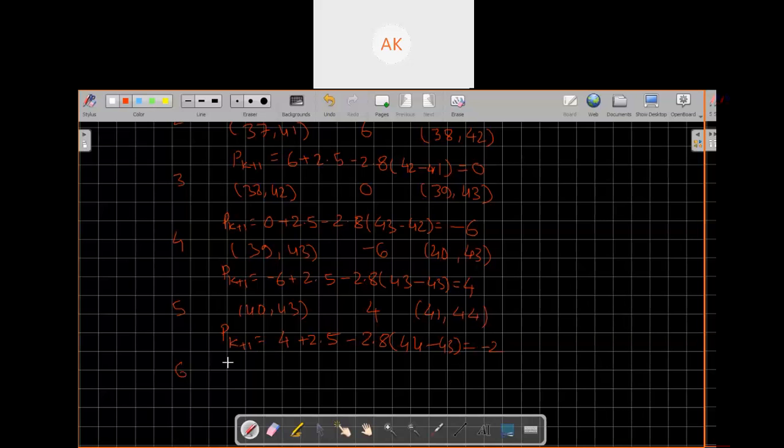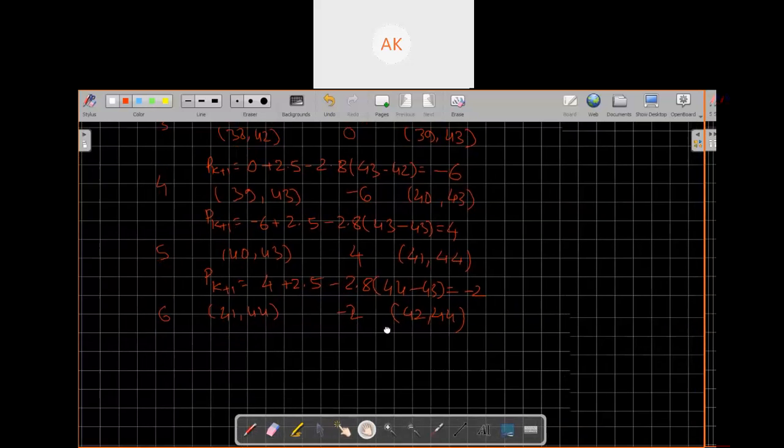So for the next iteration, your initial point is (41, 44). Your decision parameter is -2. When your decision parameter is negative, then your xk+1 will be xk plus 1, 41 plus 1, 42, and yk+1 will be yk, which is 44. We have not reached our end point. Our end point is (43, 45).